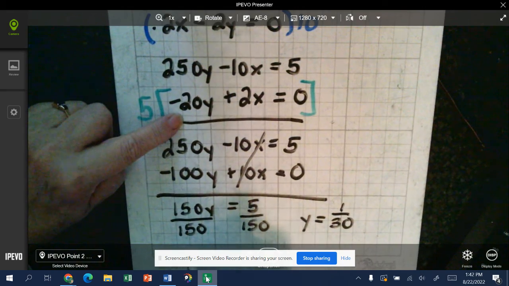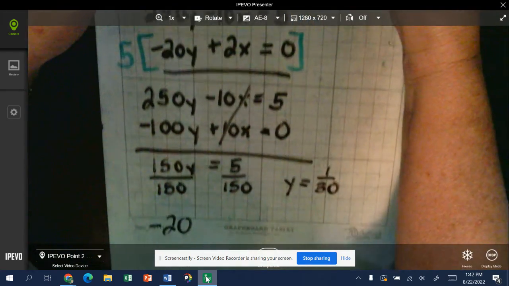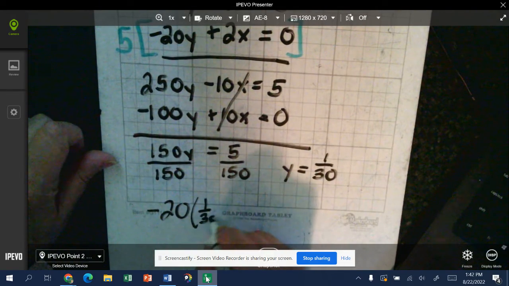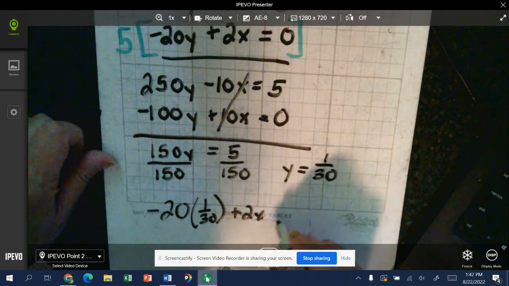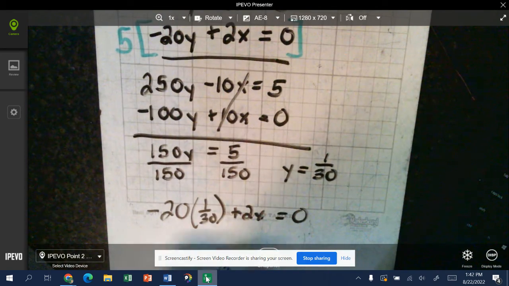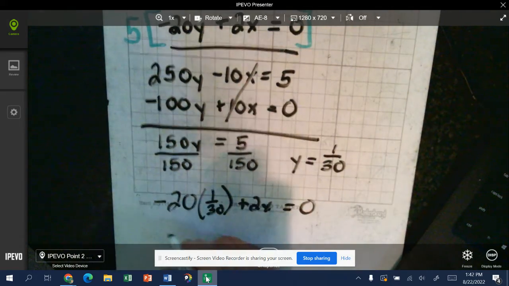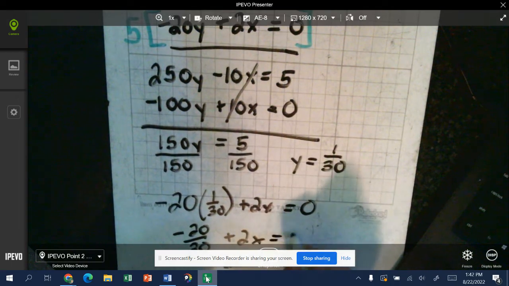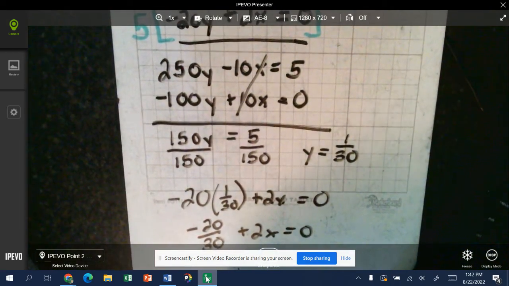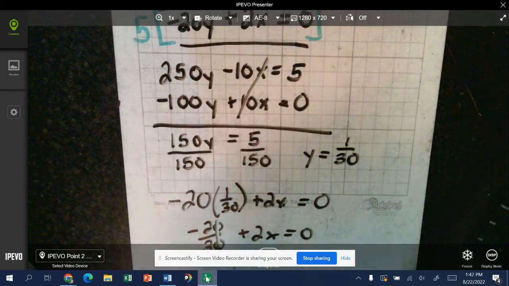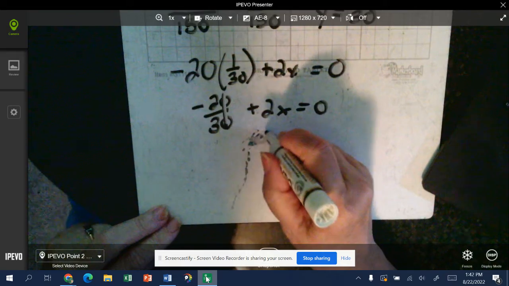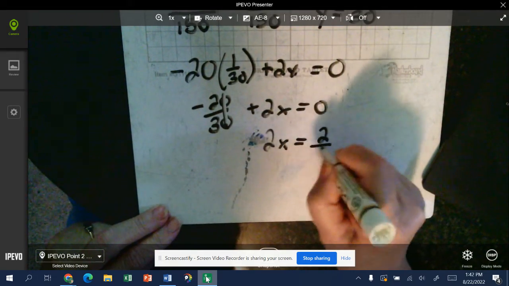So I'm going to say negative 20. I'm going to move this down a little. Negative 20. But instead of putting y, I'm going to put 1 over 30 plus 2x equals 0. Now I have one equation and one variable. So this is going to be negative 20 over 30 plus 2x equals 0. Well, negative 20 over 30, I can go ahead and just cross out those zeros and I'll get negative 2/3. I'm going to add that to the other side. So I'm going to have 2x equals 2/3.